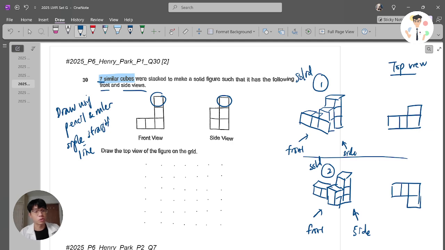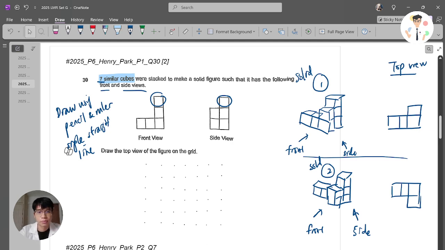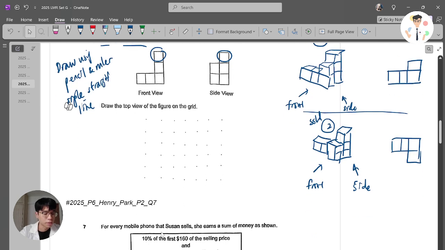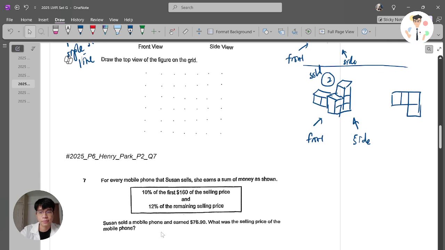If you are thinking whether you want to shade it or not, you can, but shade it nicely. Let's move on to the next part, which is from Henry Park paper 2, question 7.